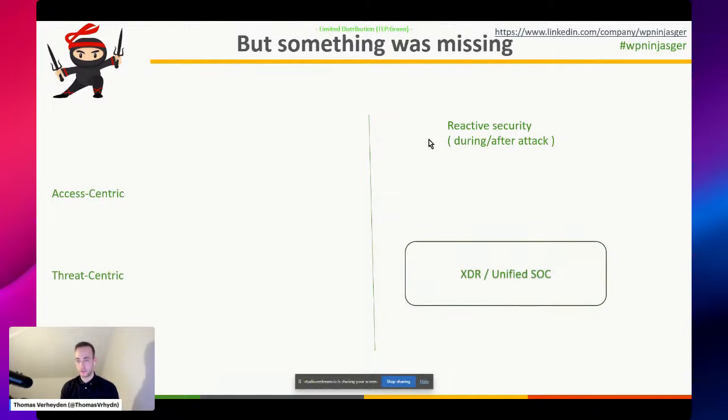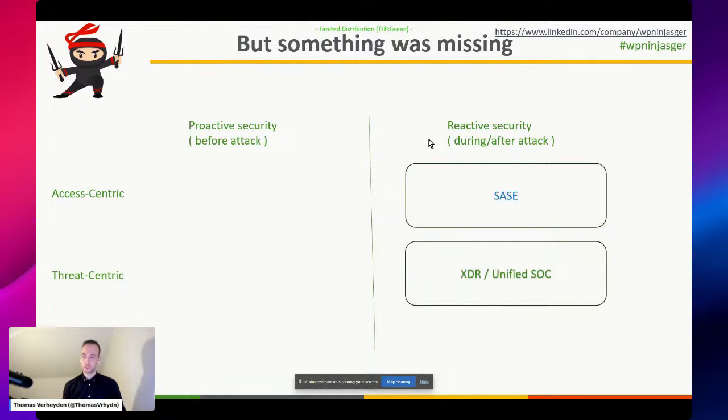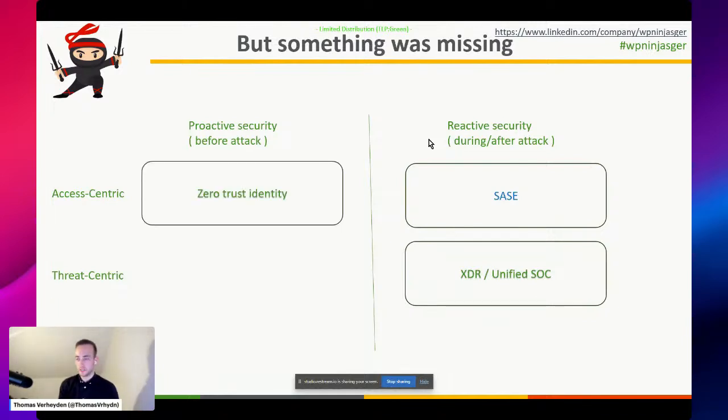If you focus on the access-centric side, what we have over there is SASE. Very easily said, that's network security in the cloud. It's your SD-WAN, your secure web gateway, your CASB, or your firewall as a service. If you look at the proactive side, that's before the attack, what we have over there is mostly the umbrella term Zero Trust Identity.